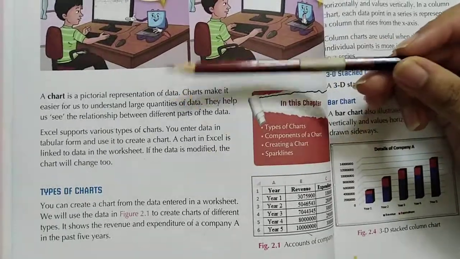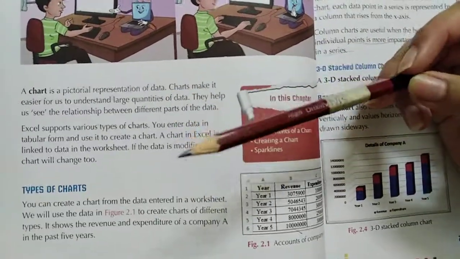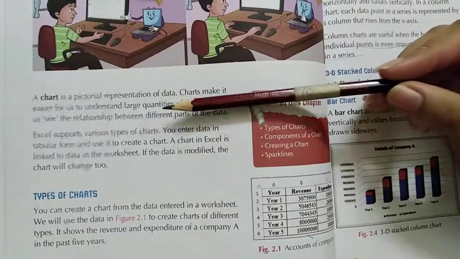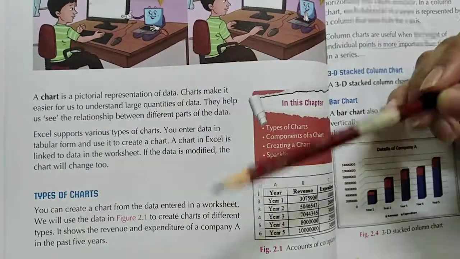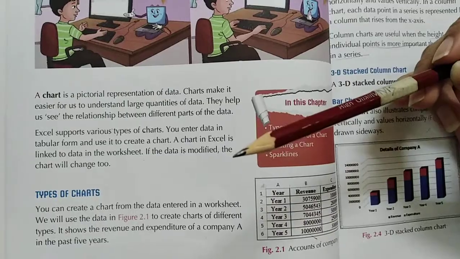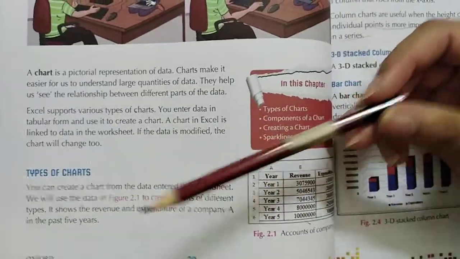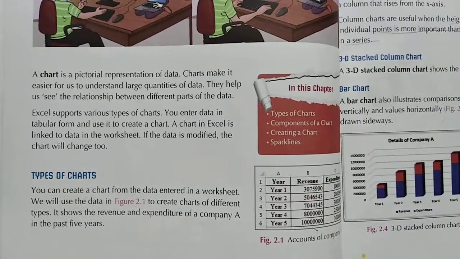So what is a chart? A chart is a pictorial representation of your data. Through this you can see the trends and some other interesting things in your data. So what are the types of charts?